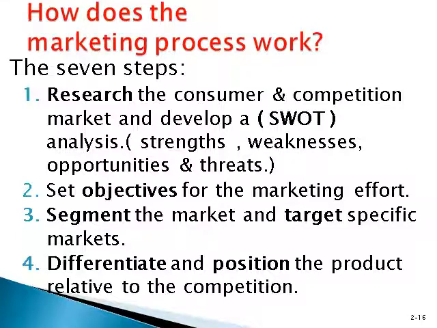Another question: how does the marketing process work? Actually, researchers determined 7 steps for the marketing process. The first step is research. You should research the consumer, the competition, the market, and then develop what we call a SWOT analysis. SWOT is an abbreviation; the letters stand for strengths, weaknesses, opportunities, and threats.